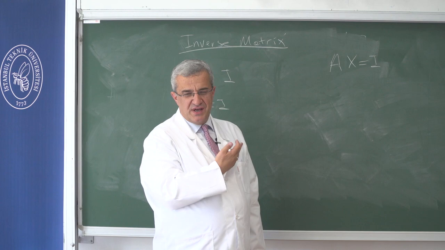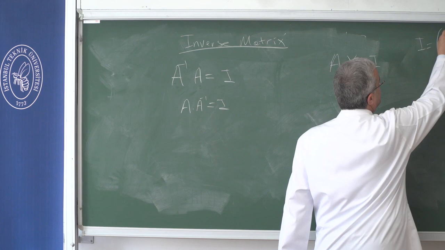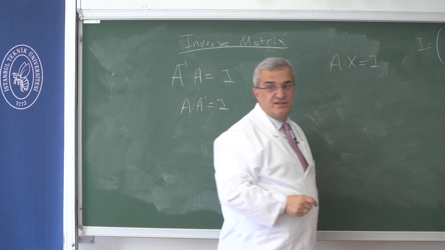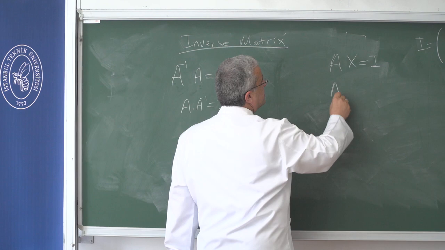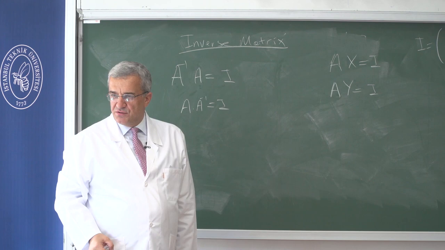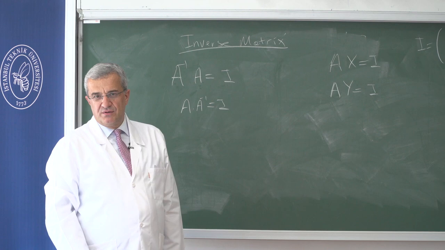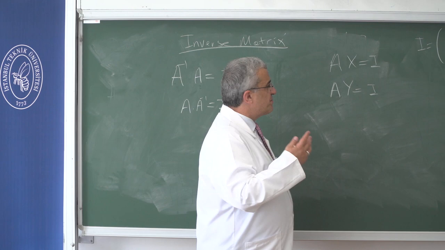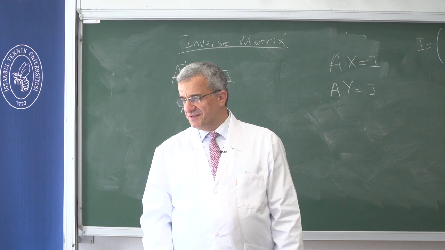Identity means what? Identity, I did not define it. Identity means 1, 1, 1, and everything else is 0. This is called the identity matrix. Okay? AX is identity, and let's say somebody else said that, okay, sir, I have a different solution. It's also multiplied by A, and it gives me identity. Or can this be true? Meaning, can a matrix A have two inverses that are different from each other? Isn't this a valid question?